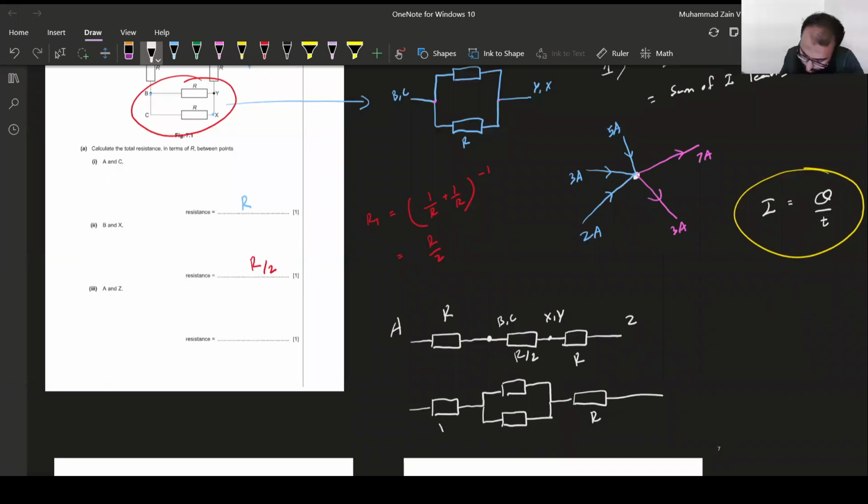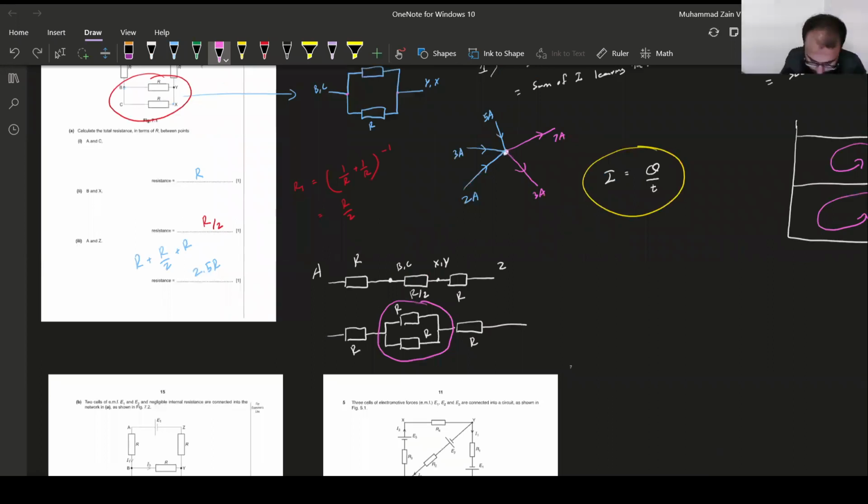So if I sum all these up, I'll simply get R plus R over 2 plus R. So my answer comes out to be 2.5 R. So obviously I know the resistance of this whole region is 2.5 R. So what I previously did was I just substituted this into a single combination, which is R. So that's how you do this, because this is a 1 mark question.